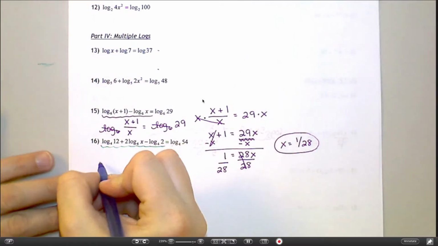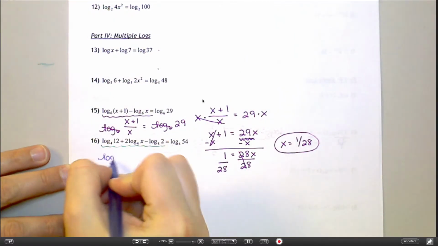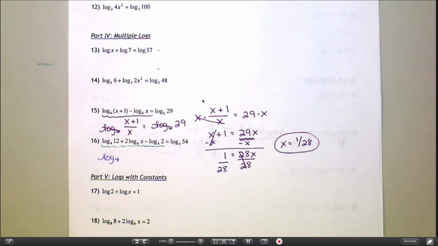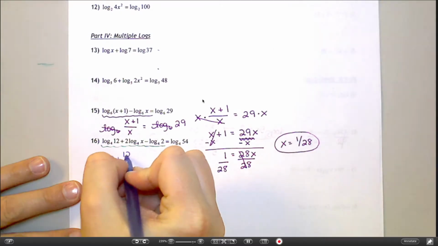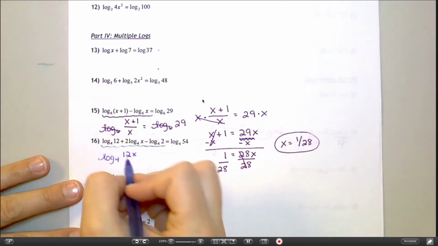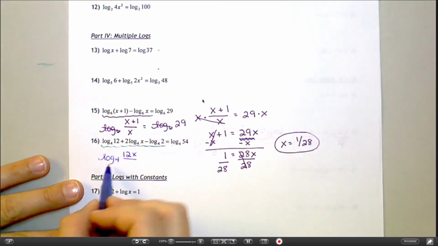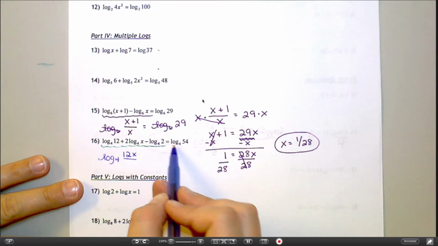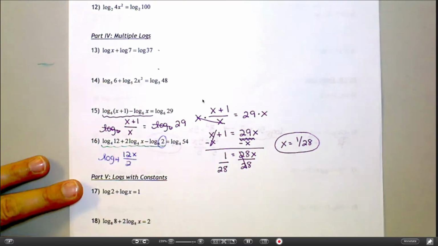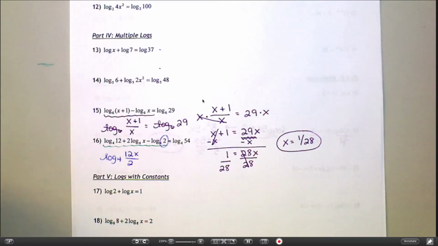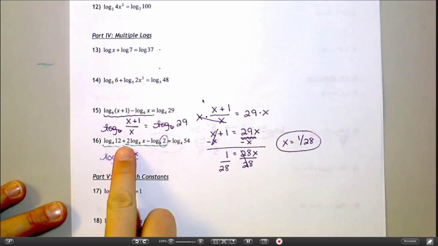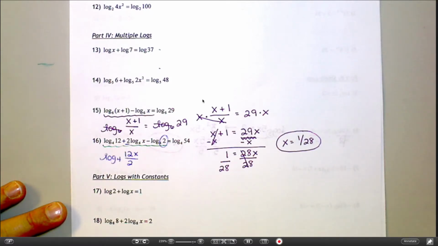Any thoughts? It would be log base 4 of what? Okay, 12x. Well, we're just putting it all into one log base 4, but you're right, it would be divided by 2. One thing we're missing. This 2, where does this 2 need to go? Nope. As an exponent on the x. Okay, so that's how you would combine all of those.